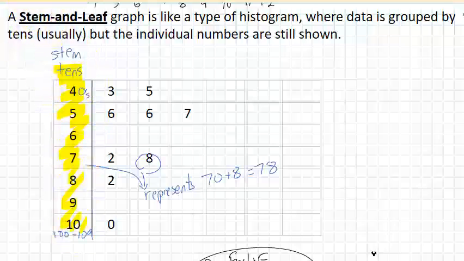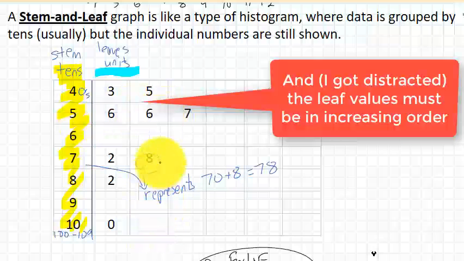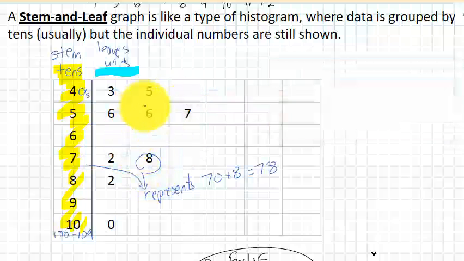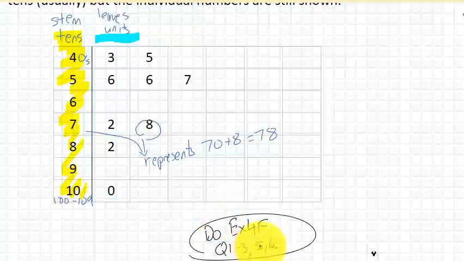So the other part of our graph, this stuff over here, are called the leaves. And these are the units or ones position. So 43, 45, 56, 56 again, 57, and so on. And again, this is a nice easy graph to be able to describe the shape. That should leave you guys ready to have a go at exercise 4F.